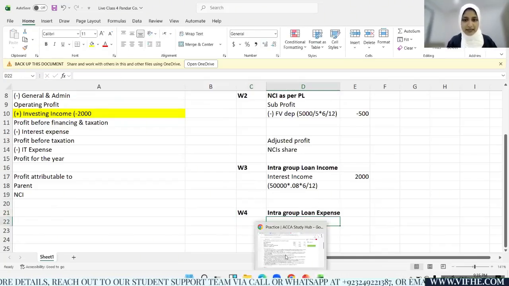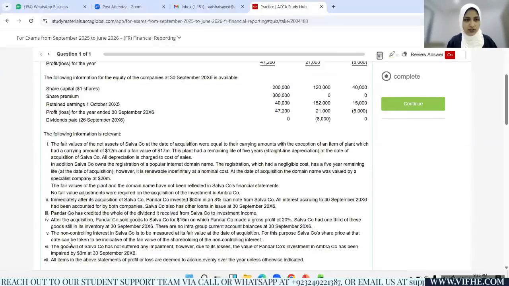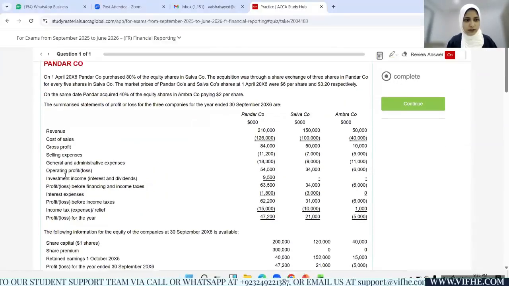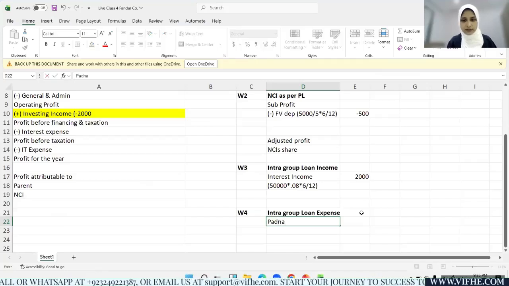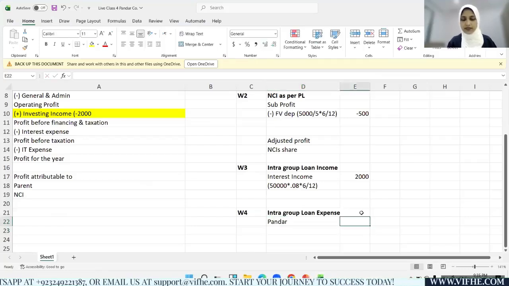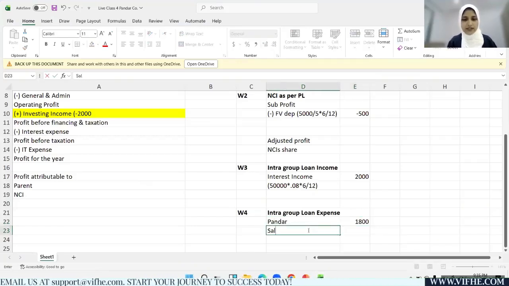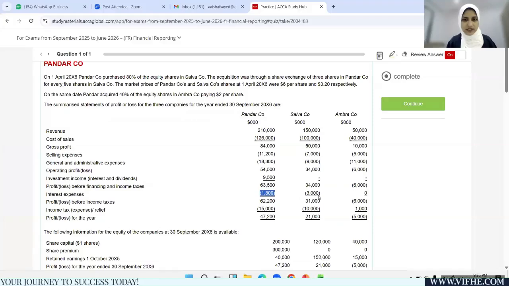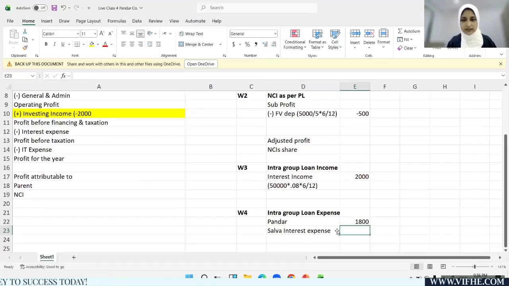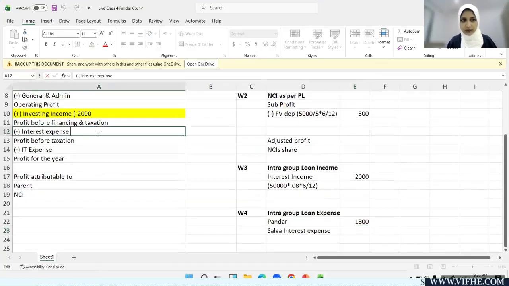I'm literally taking it line by line. How much was the expense of the parent, Panda? 1,800, right? It was 1,800. So Panda's is 1,800 interest expense. How much is Salva's interest expense? Salva's interest expense is 3 million.